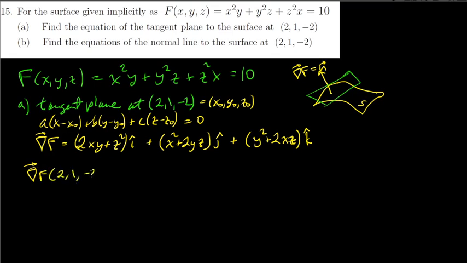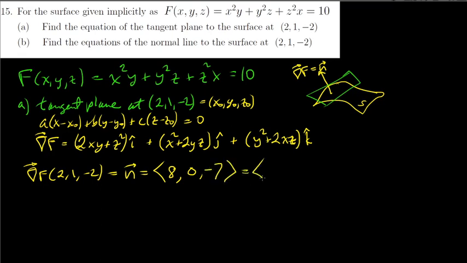So when we plug these numbers into the gradient, we get our normal vector n here. So 2 times 2 times 1 is 4. 4 plus 4 is 8. Let's see, 2 squared is 4, plus 2 times 1 times negative 2. That's negative 4, so 4 minus 4 is 0. That can happen. And then y squared is 1. 1 plus 2 times 2 times negative 2. So 1 minus 8 is negative 7.